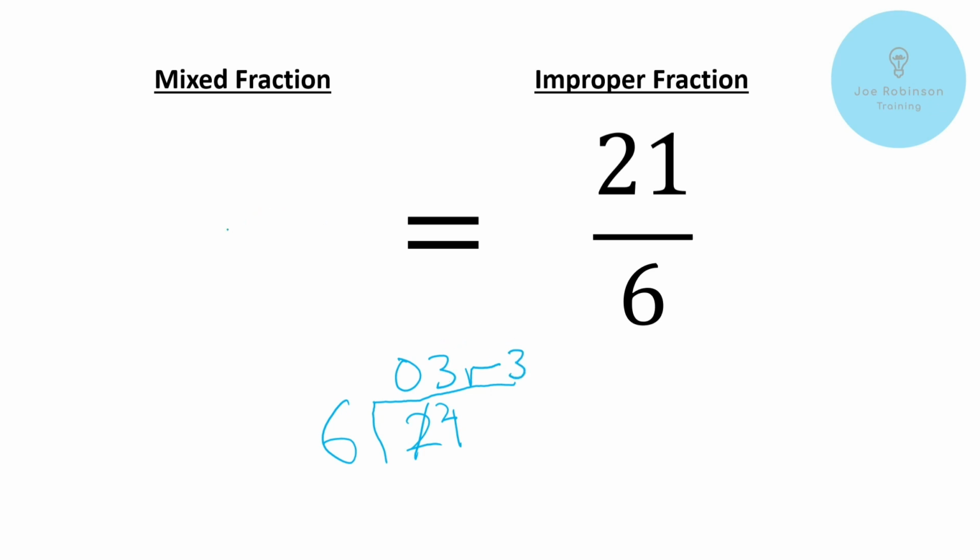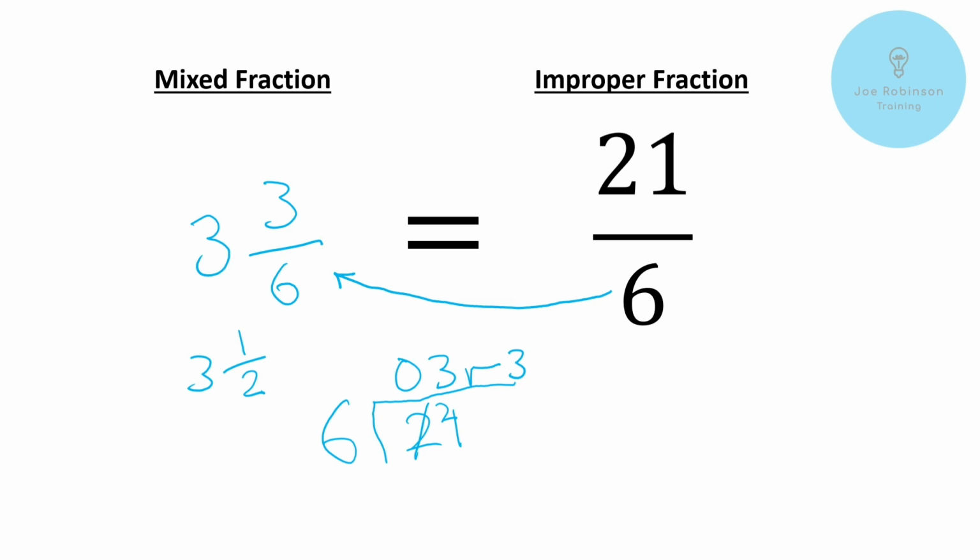So again, we've got 3 whole ones, and then we've got a remainder of 3, and then the fraction that we're looking at here is this one here, which is 3 over 6. Now looking at this one, you may realise, well, 3/6, that's the same as a half. So you would simplify that down to 3 and a half, like that. And there we go, that's our mixed fraction converted from our improper fraction.